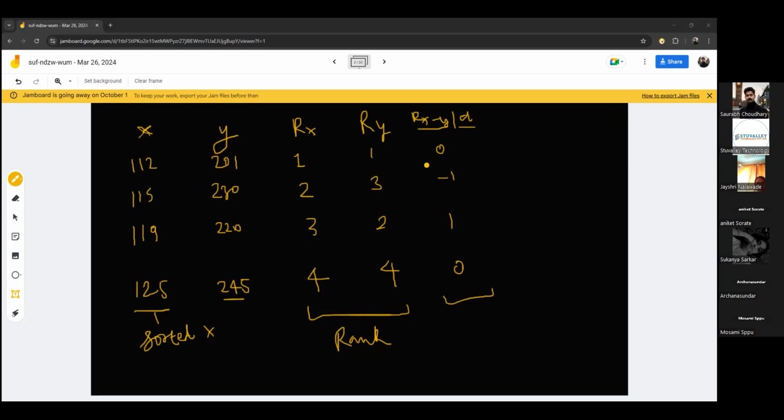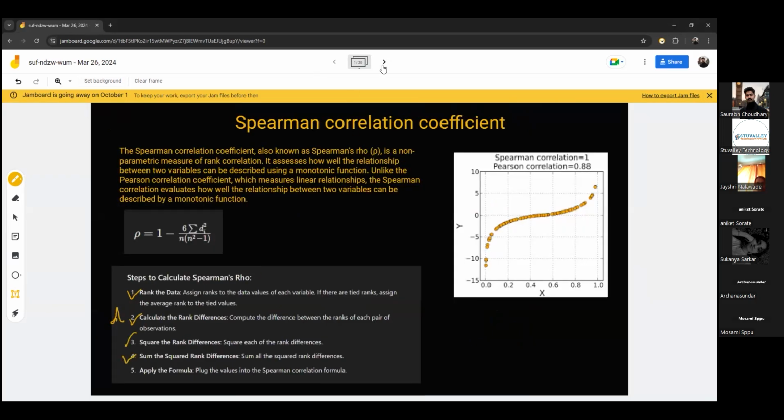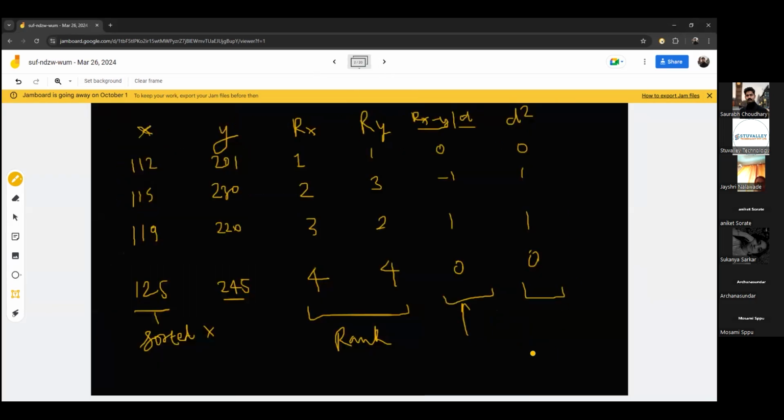D. What is D? The difference between the ranks of x and y, and then you have to do d square, like this, right? D square means you have to square this one, d. So you did the square of this, and last, sum the squared differences. You have to do the sum of d square. This one, for this case, it is 2. So this is our d square.